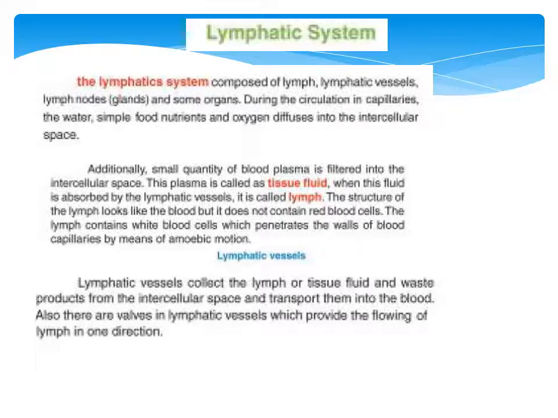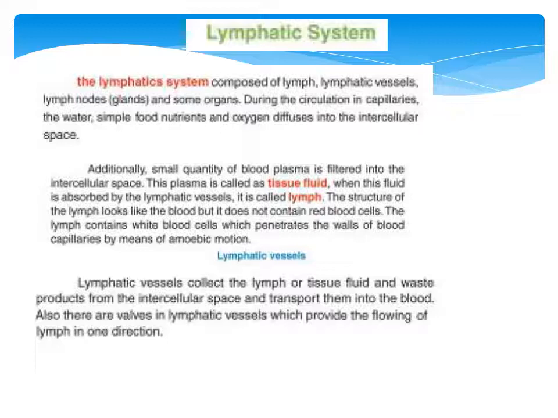Now, what is tissue fluid? Tissue fluid is a small quantity of blood plasma which is filtered into the intercellular space. When this fluid is absorbed by the lymphatic vessels, it is called lymph. Lymph is the tissue fluid absorbed by the lymphatic vessels. The structure of lymph looks like blood, but it doesn't contain red blood cells. The lymph contains white blood cells which penetrate the walls of blood capillaries by amoeboid motion.